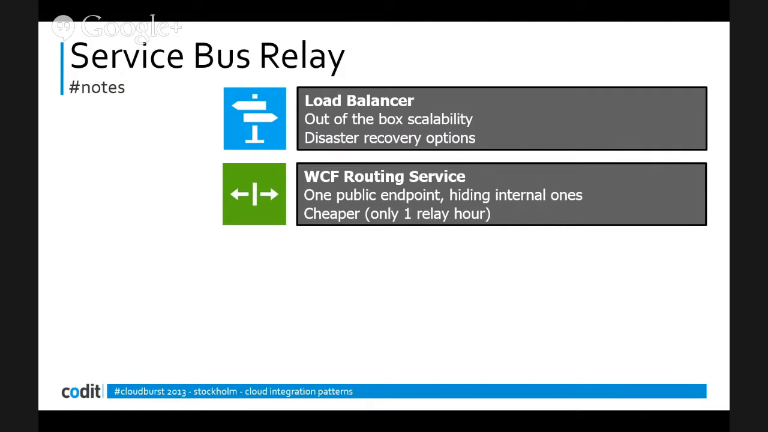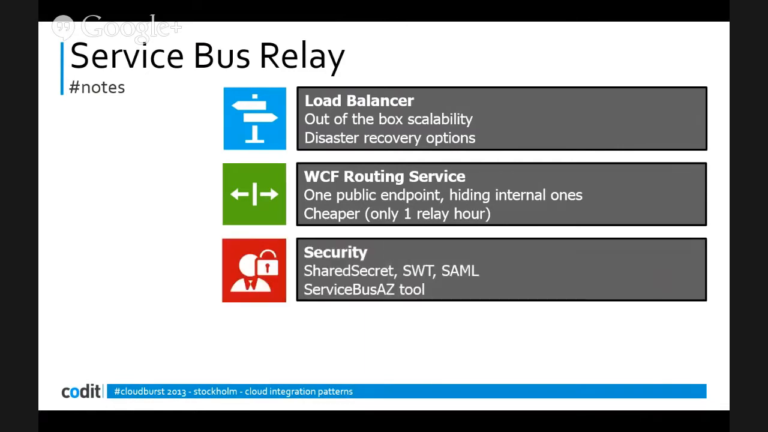Instead of having 15 endpoints, one for the order service, one for the invoice service, and so on, we only have one relay endpoint, so 1 hour that we pay instead of 15. And it's shielded, so behind the scenes we route it to the right services. Okay? So that's a tip to save some money if you want.